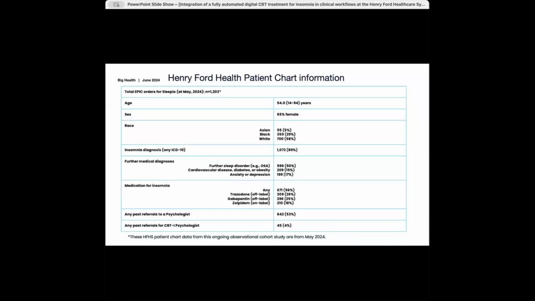This is a snapshot of the patient sample at the end of May 2024, whereby we had over 1,200 folks that had an order for Sleepio. The average age was about 54 years. Most folks were female and had an insomnia diagnosis with further medical conditions as well, and were managed with medications too.